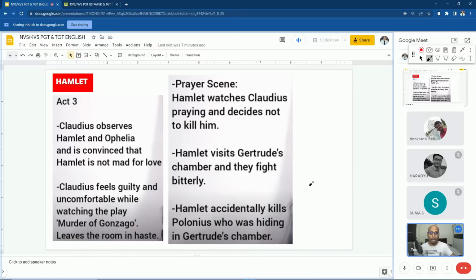They will ask you a question: who was actually killed by Hamlet when he was in Gertrude's chamber? The answer options will be Polonius, Claudius, Laertes and Horatio. Who is the person? Venkateshan sir? Sorry, sir, come again. Who is the person who was killed by Hamlet in Gertrude's chamber? Claudius. No, it is Polonius. Hamlet killed Polonius by mistake, thinking that he was Claudius, who he believed was hiding behind the curtains.